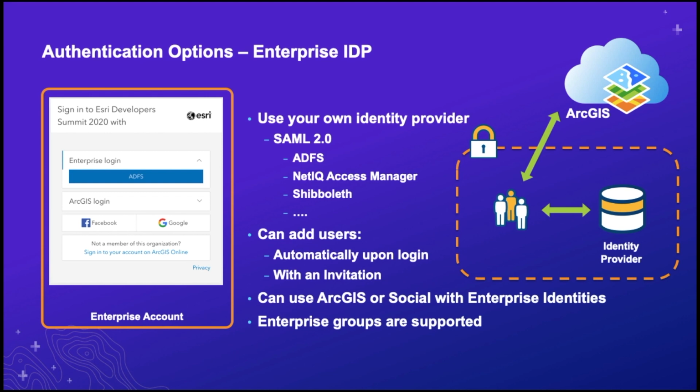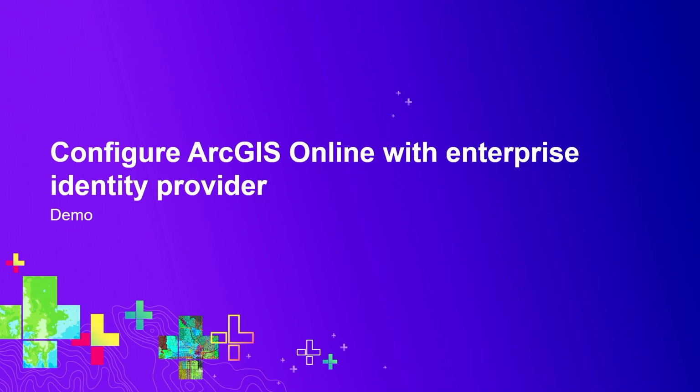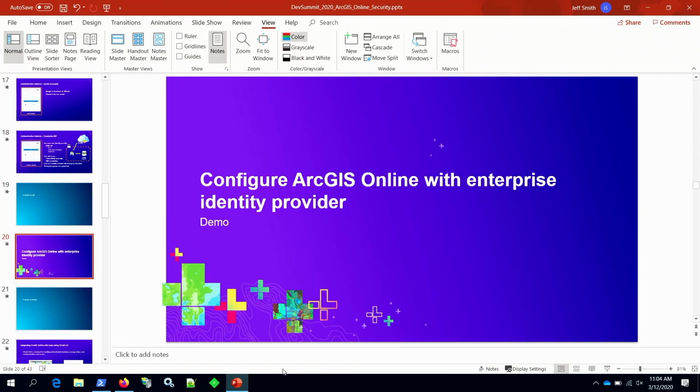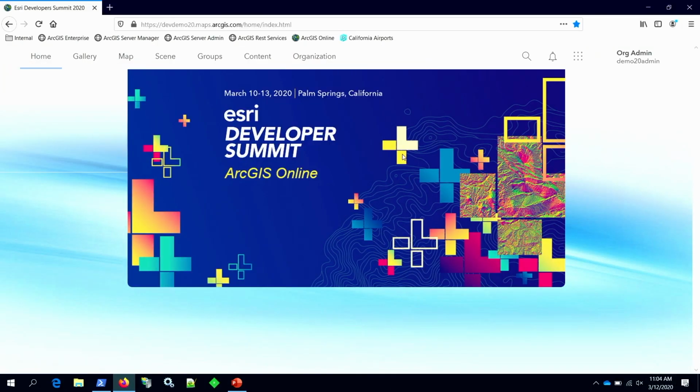Okay, I'll hand it over to Jeff to show a little bit how you set this up and give you a little bit more information about this. Thanks, Andrea. Now I want to demonstrate how to configure ArcGIS Online with an enterprise identity provider. So let me jump out of this and go to my sample ArcGIS Online org here.